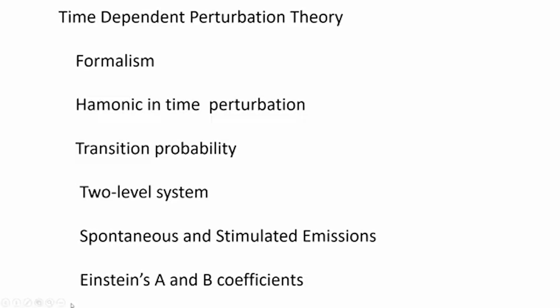And so, we will start with the formalism part, and then we will talk about the harmonic perturbation, that is harmonic in time. We will see how these transition probabilities are from one state to another. In particular, we will talk about a two level system, and in that connection the spontaneous and stimulated emissions and absorptions as well. And we will draw a parallel with lasers, where we talk about the Einstein's A-B coefficients.